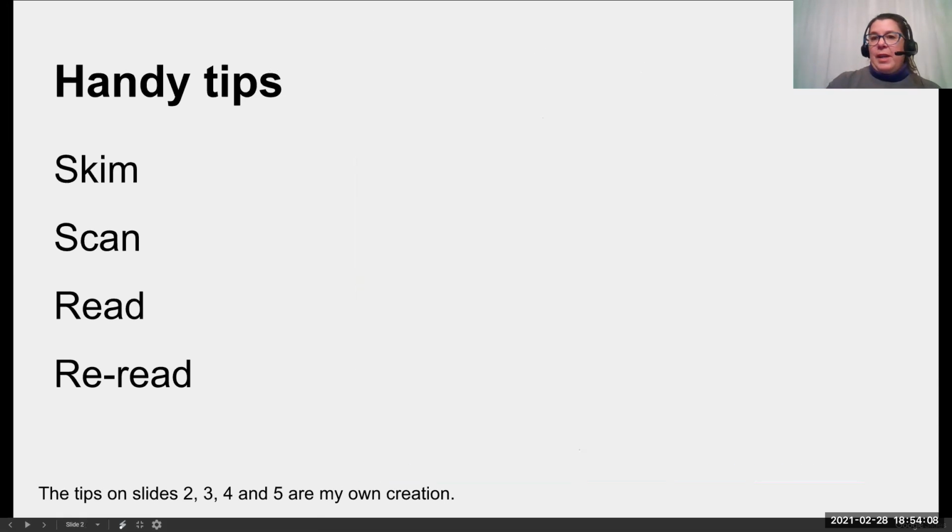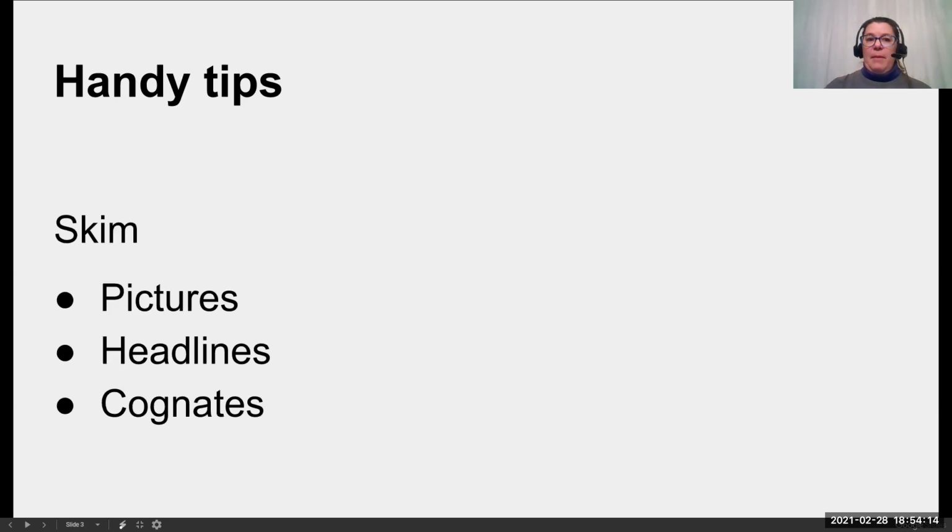Skim, scan, read. Skim, scan, read. You're going to be real tired of hearing that. When you skim, I want you to look at pictures, I want you to look at headlines, and I want you to look at cognates. What are cognates? Think. Pause if you have to. A cognate is a word in Spanish that looks and sounds very close to English and means the same thing.